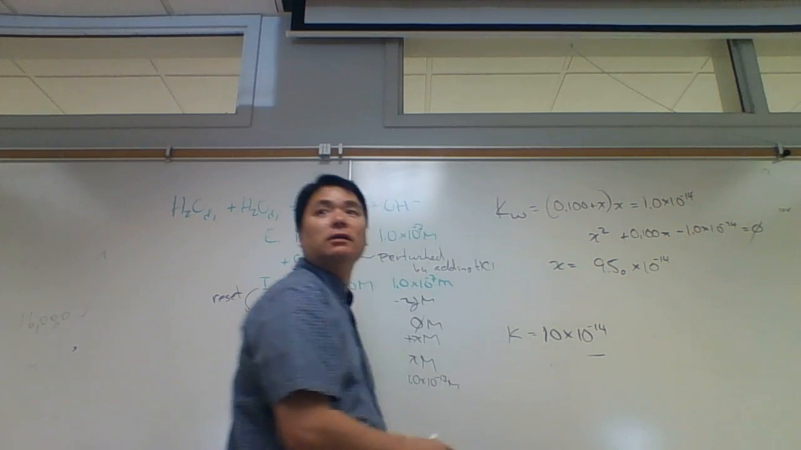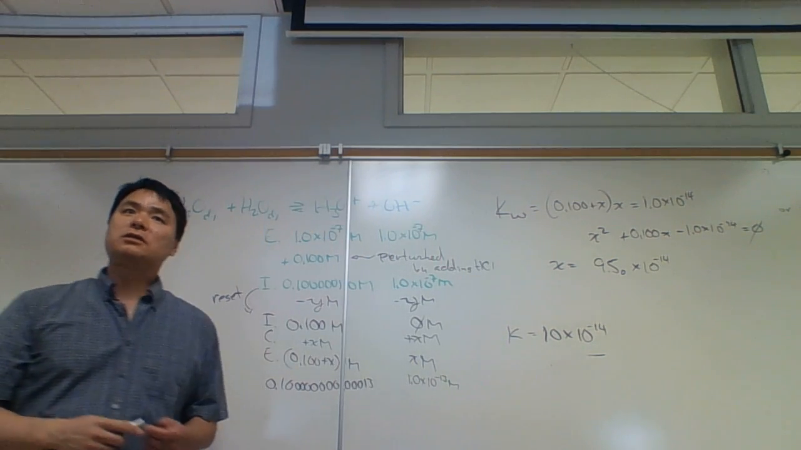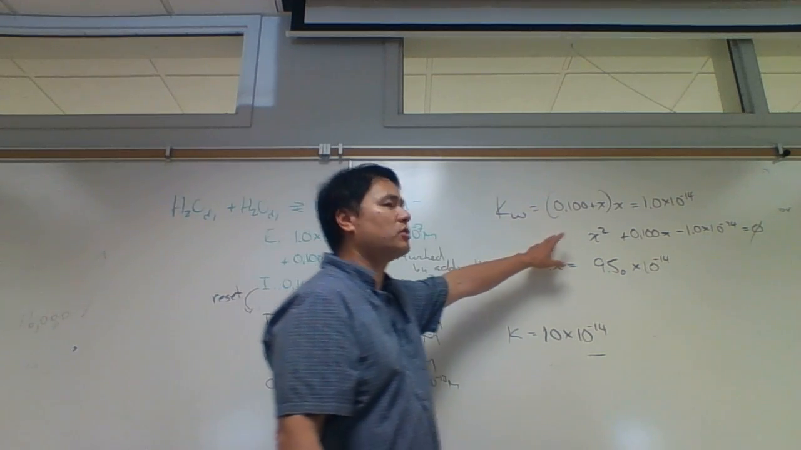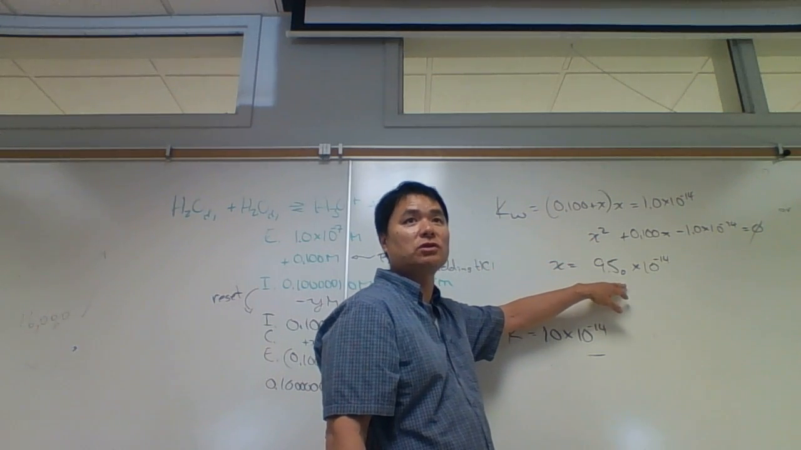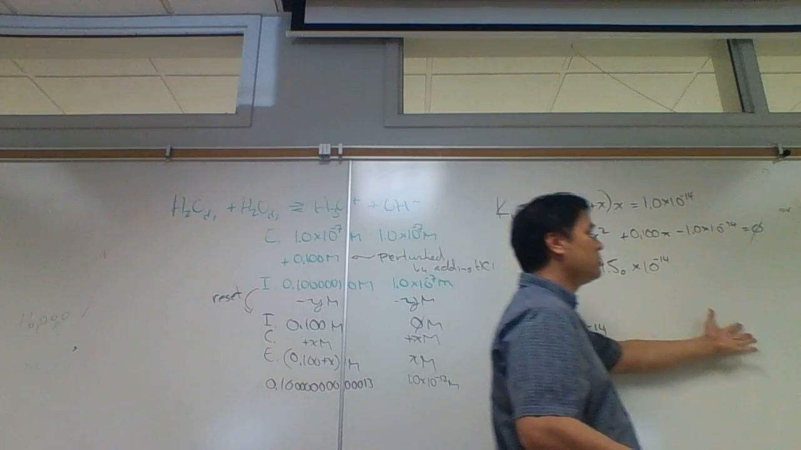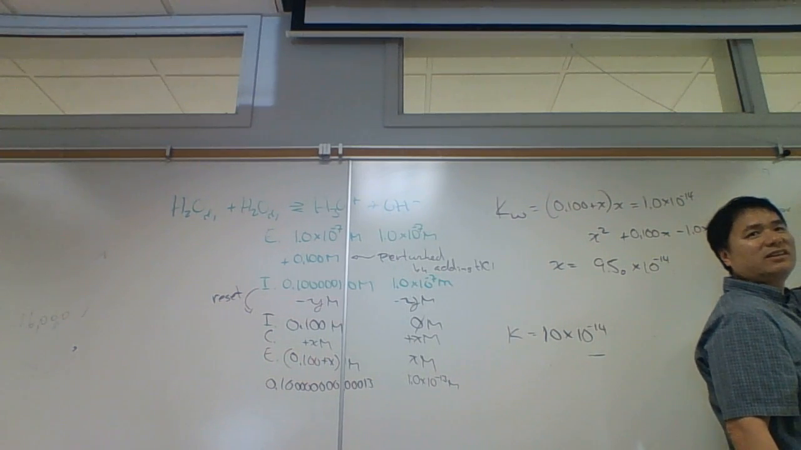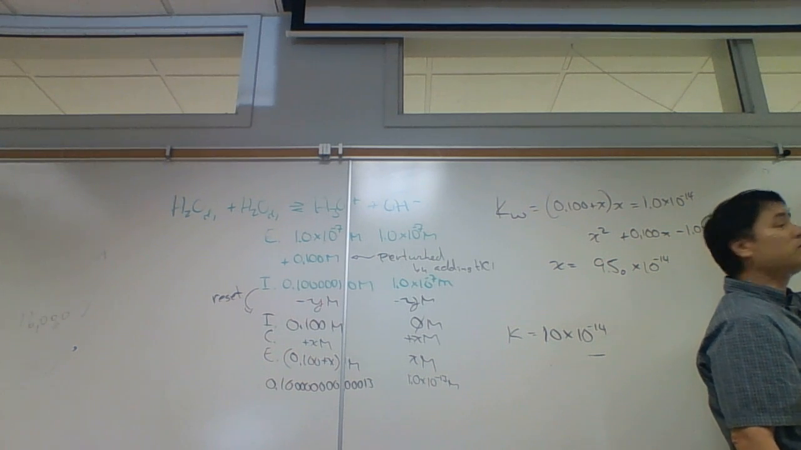It's supposed to be 1.0 times 10 to the negative 14. So there must have been a mistake, because the quadratic should have given us a more accurate answer. The simplifying assumption makes a guess, but in this case, was the simplifying assumption justified?